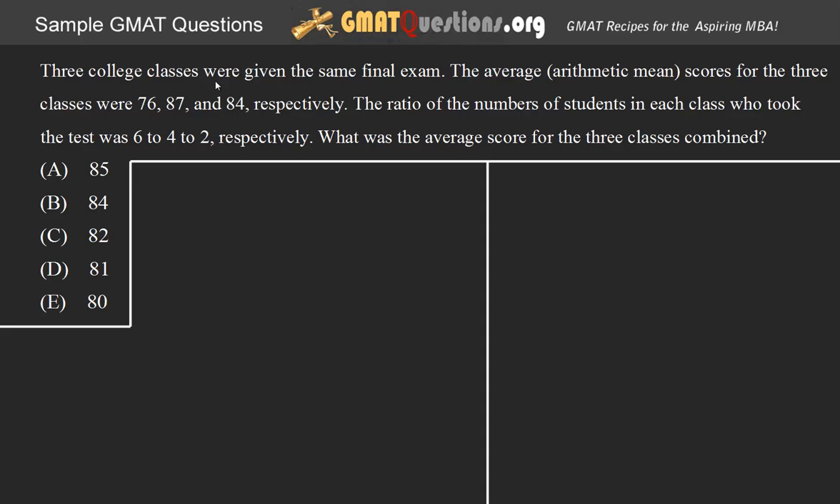Three college classes were given the same final exam. The average arithmetic mean scores for the three classes were 76, 87, and 84, respectively. The ratio of the numbers of students in each class who took the test was 6 to 4 to 2, respectively. What was the average score for the three classes combined?